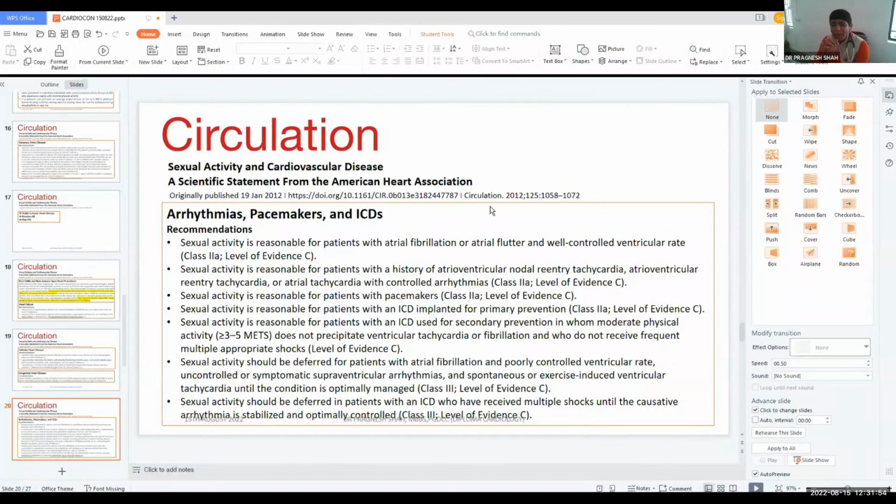Sexual activity should be deferred for the patient with AF and poorly controlled ventricular rate, uncontrolled and symptomatic supraventricular tachycardia, and spontaneous exercise-induced ventricular tachycardia until the condition is optimally managed. And sexual activities should be deferred in the patient with ICD who have received multiple shocks until the arrhythmia is stabilized and optimally controlled.